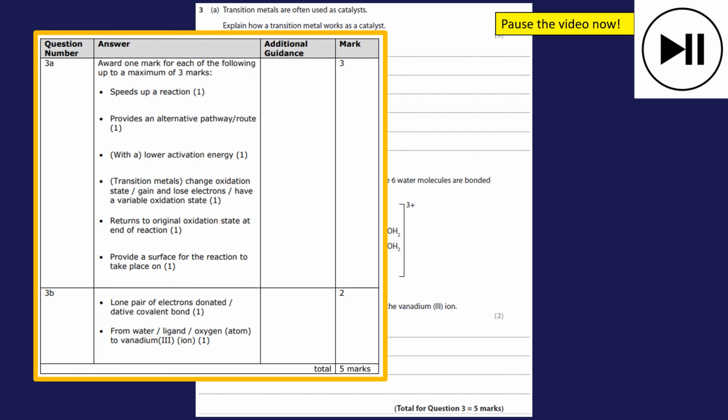Here's your mark scheme. As you can see there, 3A, there's quite a few different things you can say, but I mentioned those first 3 and that was fine. 3B, we have to say that there's a pair of electrons on the oxygen and they've been donated. In Unit 1, you did actually see this is a dative covalent bond, so I could mention that, but it's not essential. As long as I've mentioned there's a lone pair of electrons on the oxygen that can be donated. And that comes from the oxygen to the vanadium.